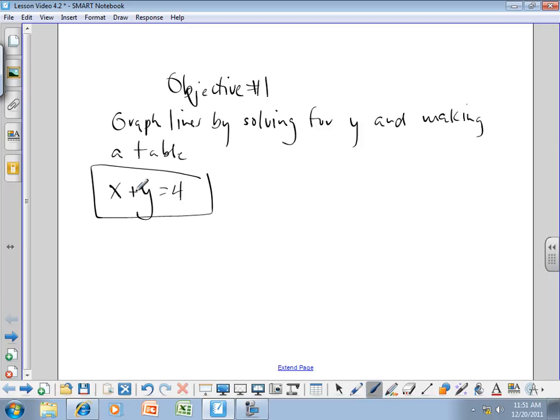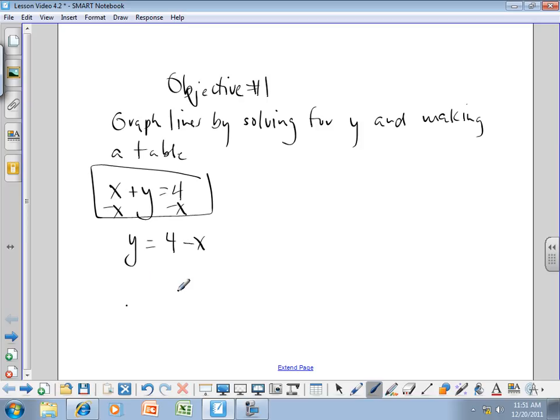To get y by itself, I have to get rid of the positive x here. How do you get rid of it? You subtract it, yes. And when I subtract it, I'm left with y equals 4 minus x. Some people might want to write it as y equals negative x plus 4. That's okay.